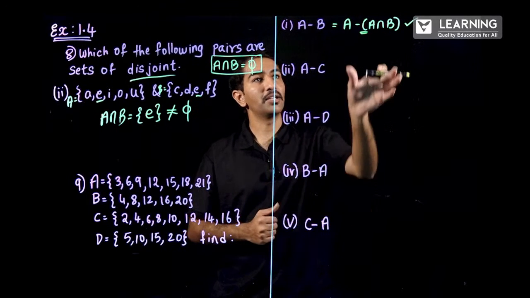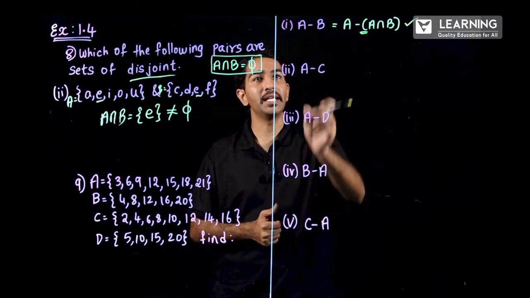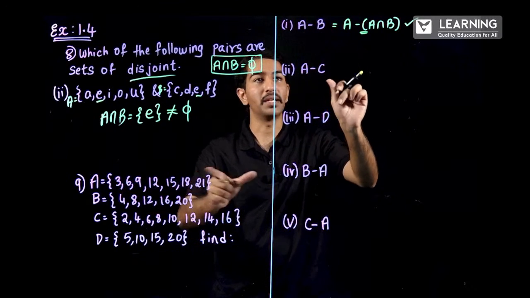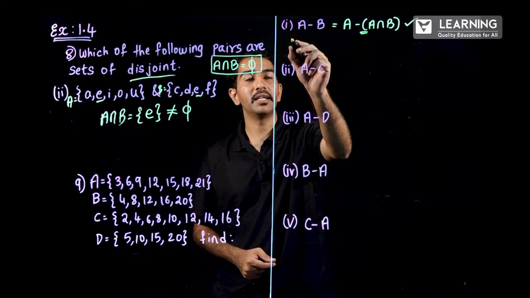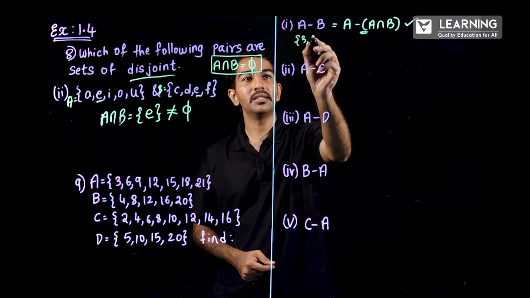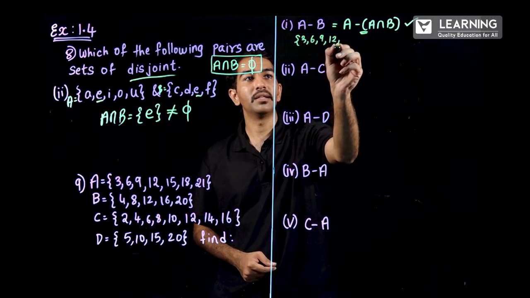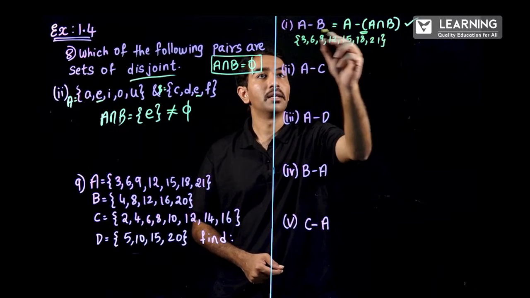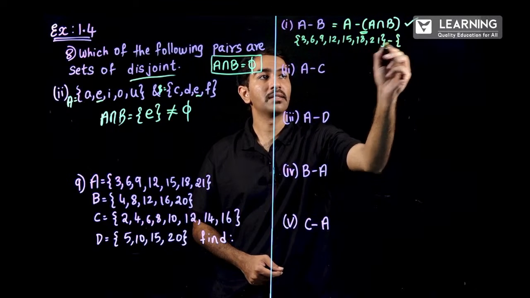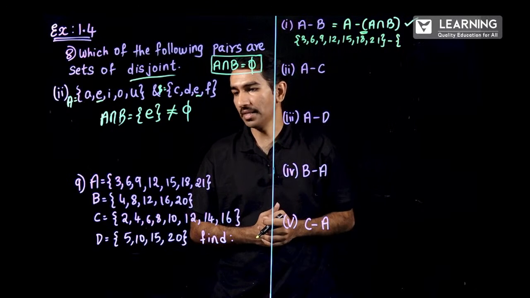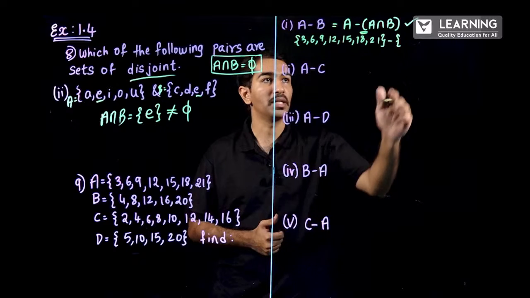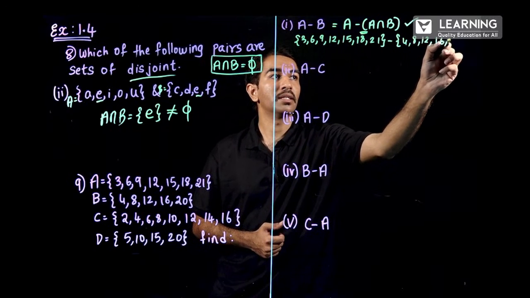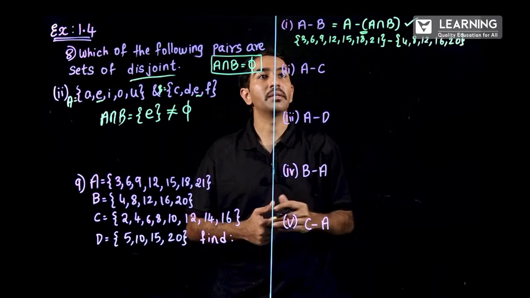Or instead of doing this, you can directly take set A. What is set A, students? 3, 6, 9, 12, 15, 18, 21. So let's just write that. Minus, we'll write it as it is. And set B is what, students? 4, 8, 12, 16, 20. So this is set B.